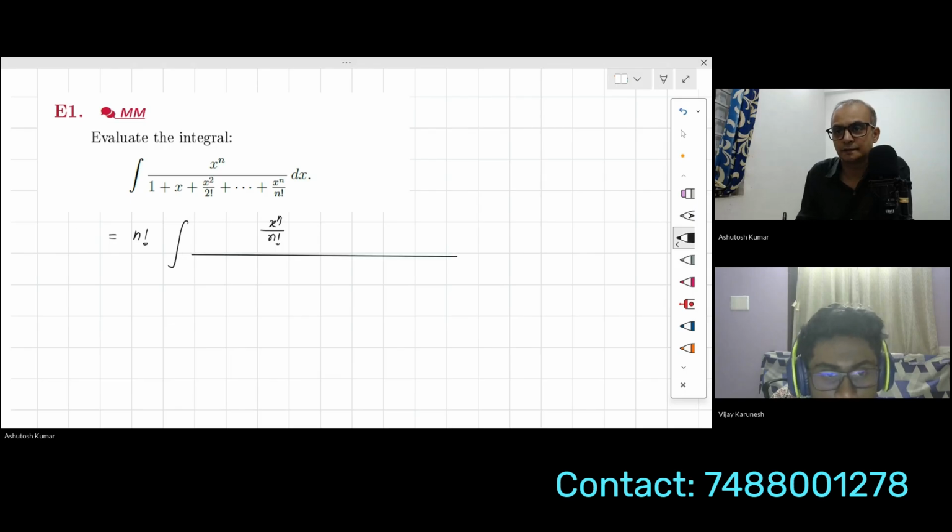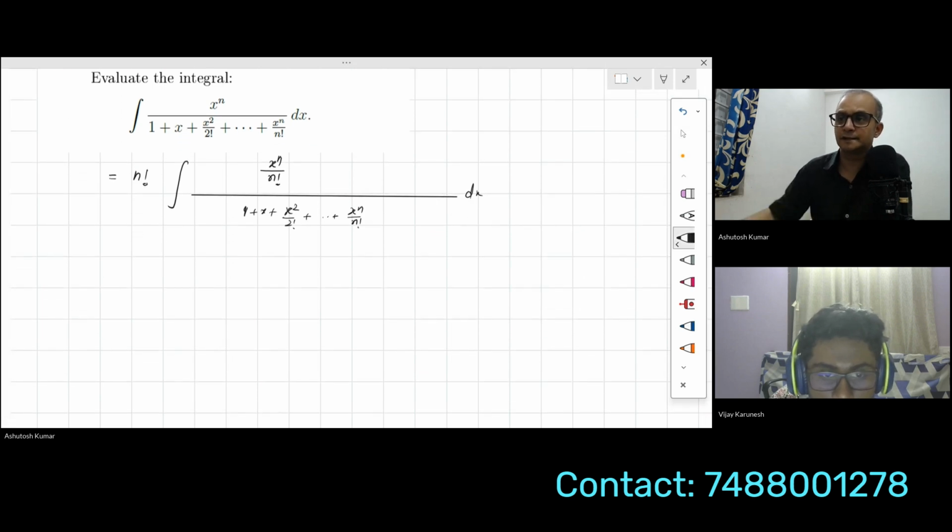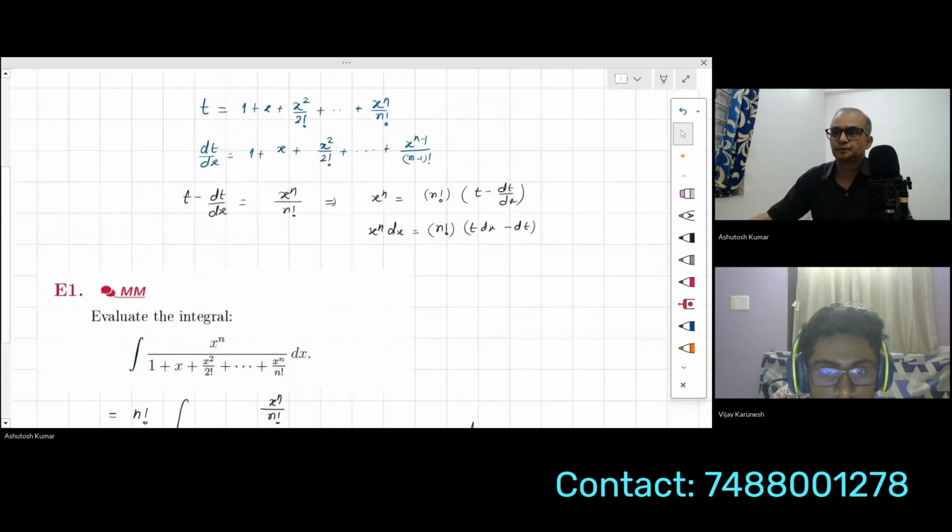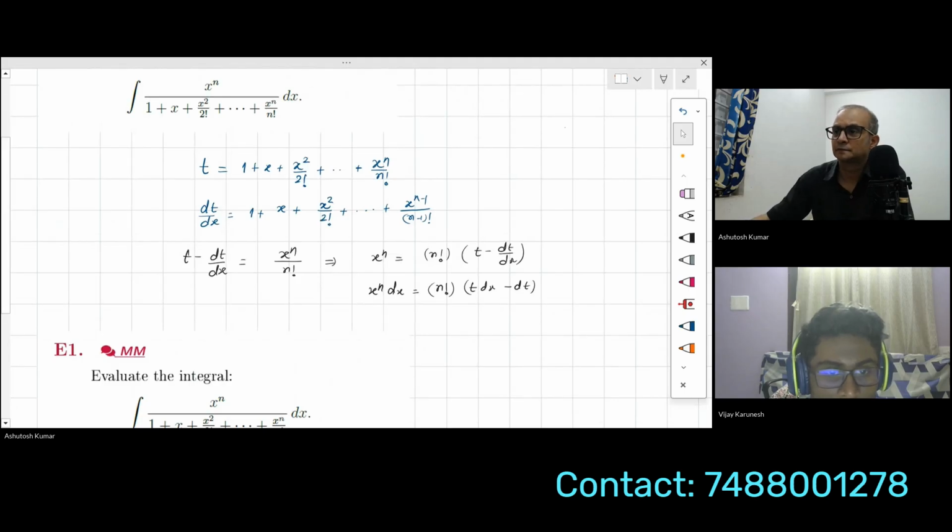Let's try to understand. This is already I have summation. Okay, why am I writing summation? Just write like this: 1 plus x squared by 2 factorial till x to the power n by n factorial, and dx. Now notice what we can do here. If I assume this t, we have already said that this is the thing, correct? Yes, sir. So let's take this copy, the whole thing.